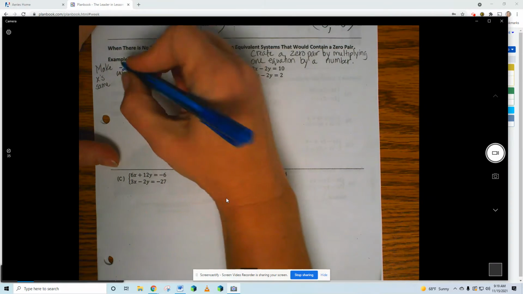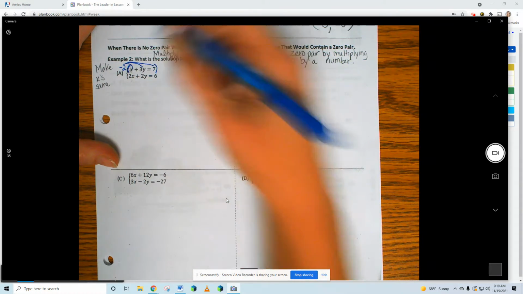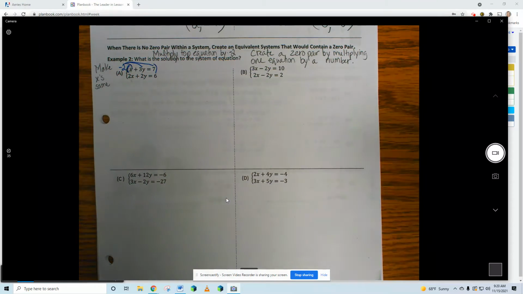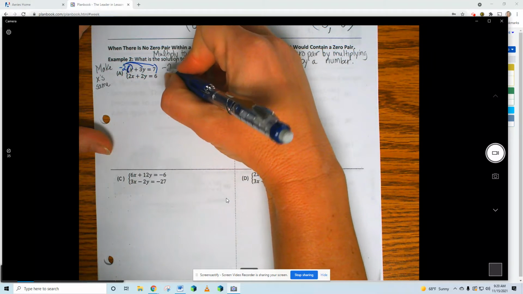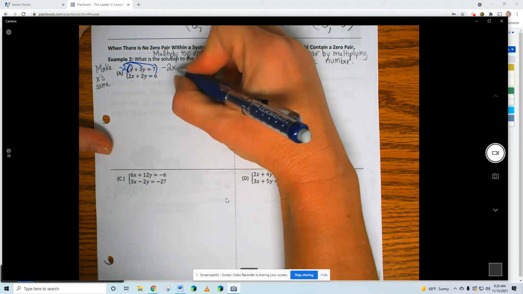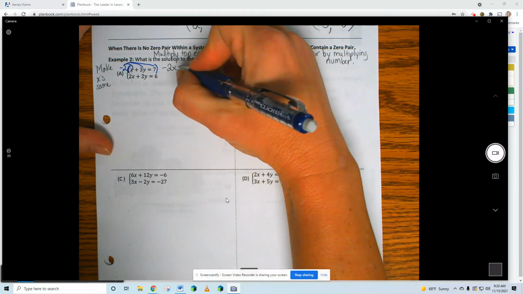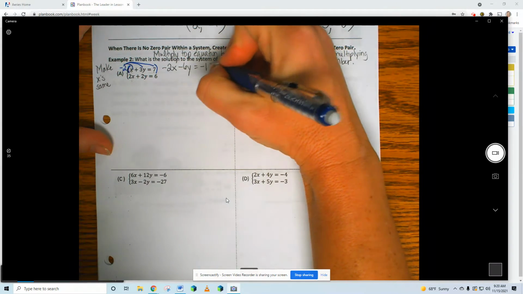When I multiply everything in the equation, this is the distributive property. So the top equation I did, let's distribute it. Negative 2x. And then negative 2 times 3y, negative 6y. And then negative 2 times 7, negative 14.